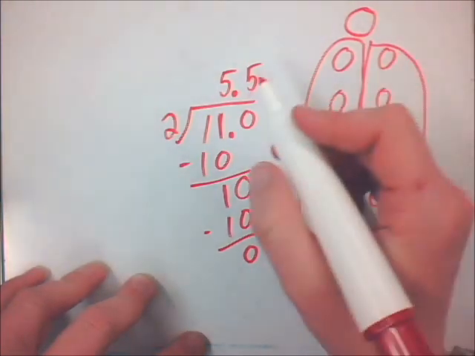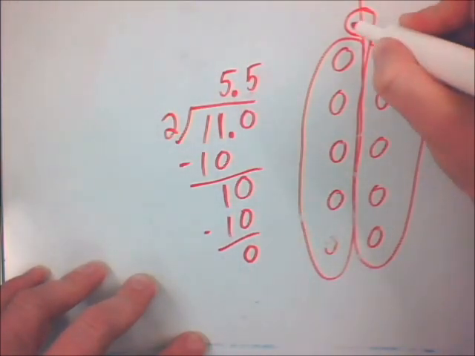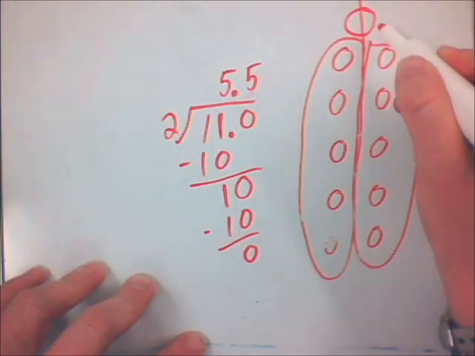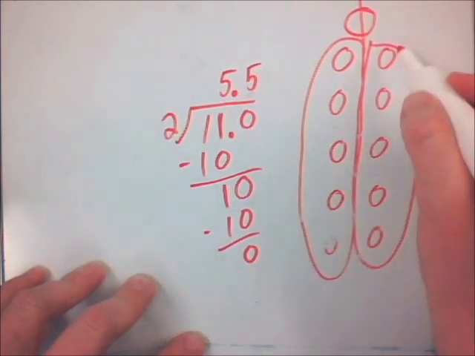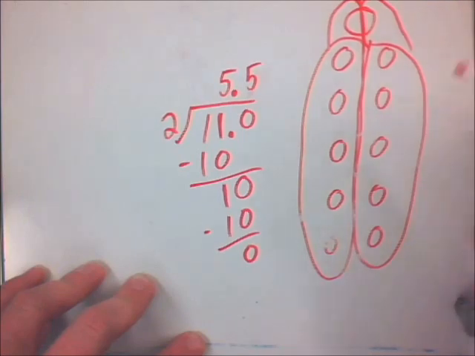So that means that it's 5 decimal 5, which means that I'm separating this last circle into 2 so that it fits evenly, and now I can circle that and have half of it in each one of my groups.